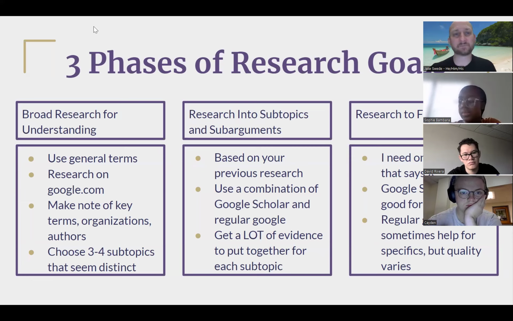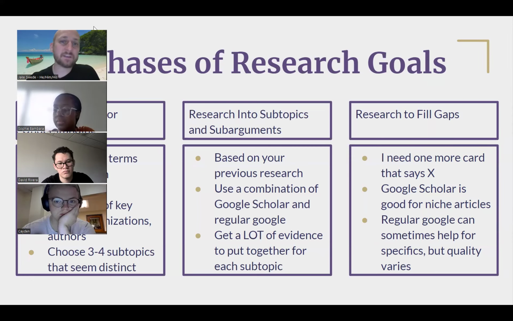So the second phase then is research into subtopics and subcategories. Based on those 3 or 4 areas you chose, you're going to start moving into more academic sources. My suggestion is to use a combination of Google Scholar and regular Google. Google Scholar can help fill out some of the denser parts of the research. So if you're choosing a subtopic in your topic and you've mostly read general articles, you probably want to follow up on Google Scholar and find some of the more recent heavy articles that can really tell you what is actually going on today and what the actual academic arguments around this are.